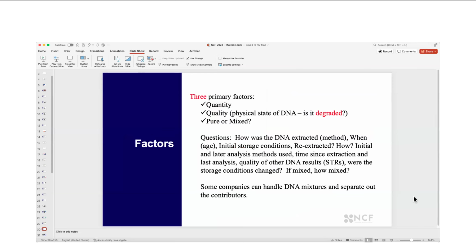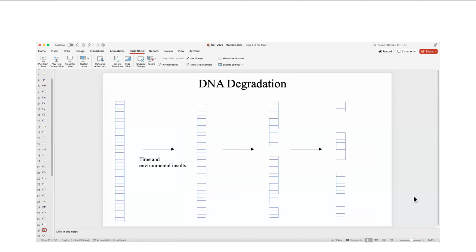So labs will ask all the questions about how it was extracted. Has it been subsampled? Has it been subjected to freeze thaw, etc.? Is it mixed? If it is mixed, then how mixed is it? Because some of the companies can handle DNA mixtures and separate out the contributors, and there's a lot of interesting recent work in separating DNA mixtures. So as time goes on and there are environmental insults, DNA, shown in its typical form on the left, just falls apart.